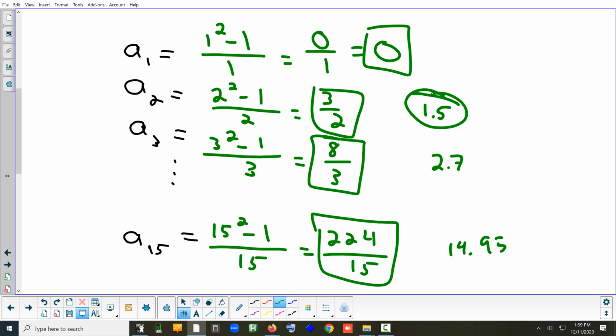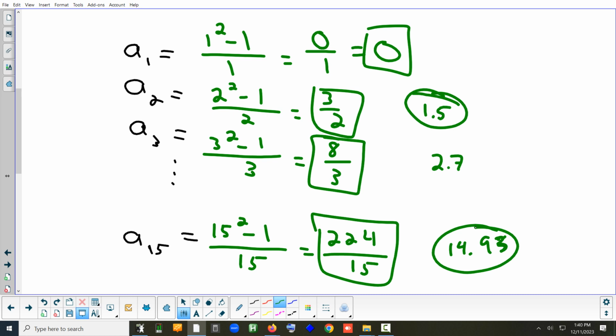What position is that number connected to? 2. That's position 2. And this one? 3. Position 3. And this one? Position 15. Yeah, that's it. So what does it look like this number is getting closer to? The position. It's getting closer to the position number. It never quite gets to it.